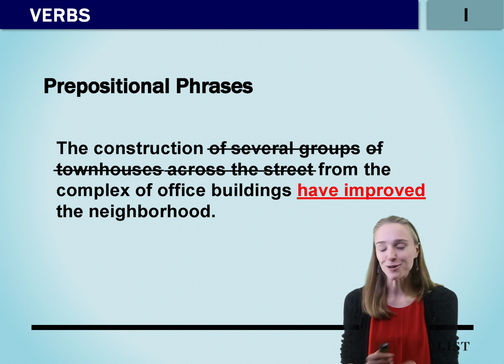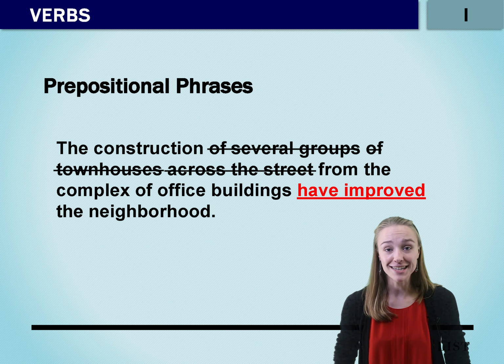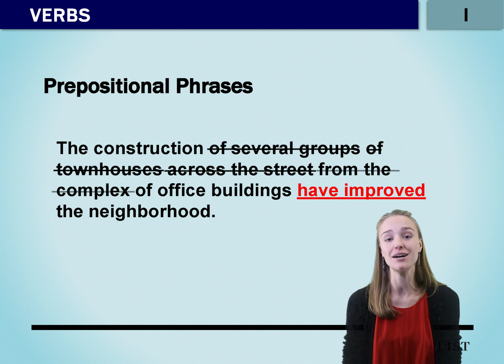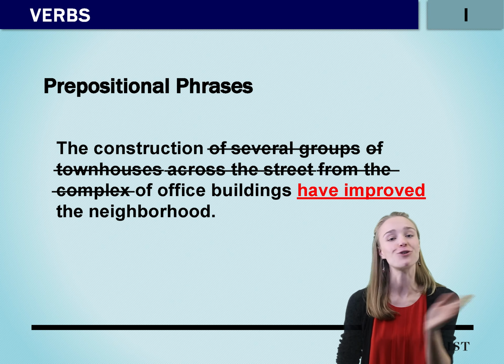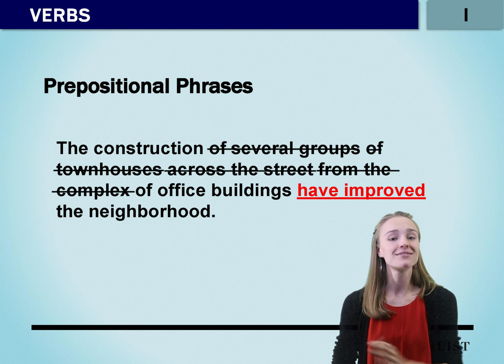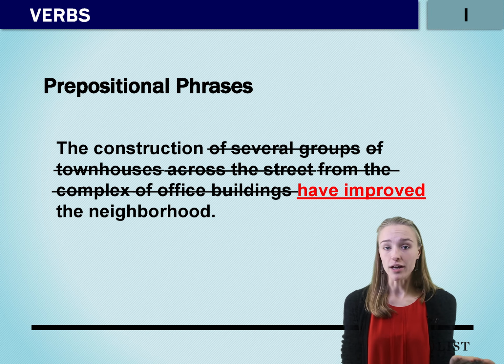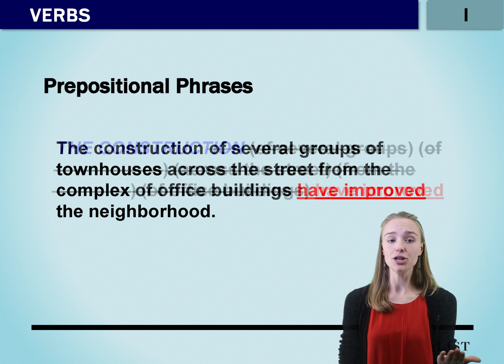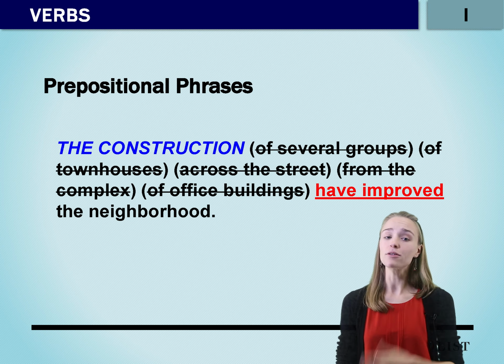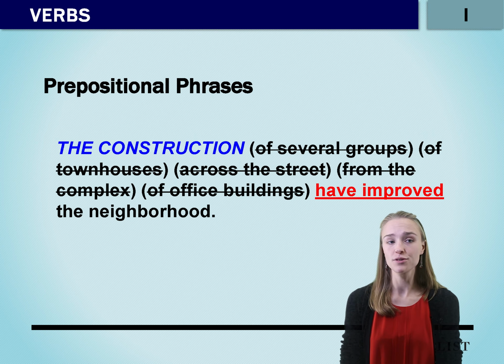And we're getting towards the end of our sentence, but we're not quite done yet. We have from the complex, another preposition, cross it out. One more, of office buildings. We also want to cross that out as well. So what we're left with is our core sentence. We have our subject, the construction, and we have our verb, have improved.